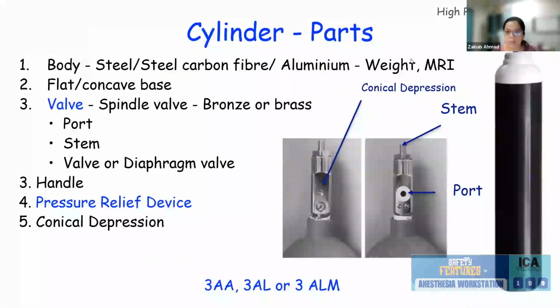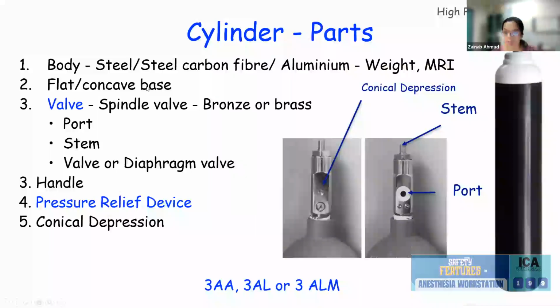Coming to the cylinder parts. The body is made up of steel or carbon steel. Nowadays carbon steel is used because it is lighter in weight. For MRI, we have aluminium, so it is very light and it is MRI safe. You can have these three markings: 3AA stands for steel, and 3AL or 3ALM stands for aluminium. So if you have AL or ALM, it means that your cylinder is of aluminium.